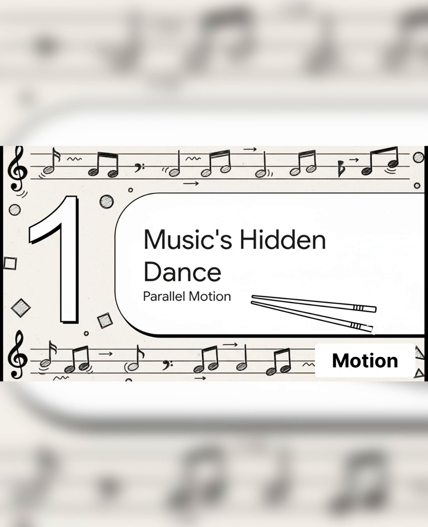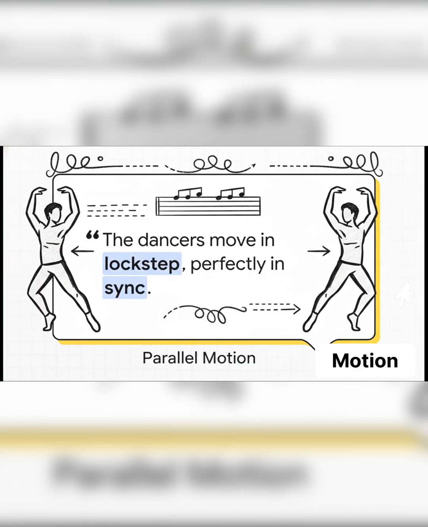So let's start with the first and, honestly, the most straightforward move. It's the one we just heard in Chopsticks. It's called parallel motion. Let's picture our two dancers again. With parallel motion, they are moving in perfect lockstep. I mean, if one dancer moves to the left, the other one does too. If one jumps, the other jumps. They always keep the exact same distance and move in the same direction. They're like a mirror image of each other.